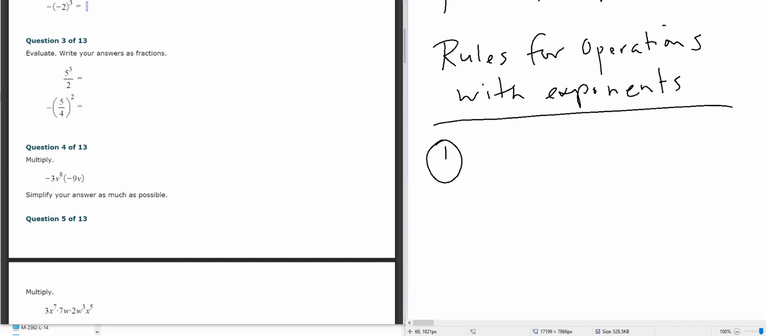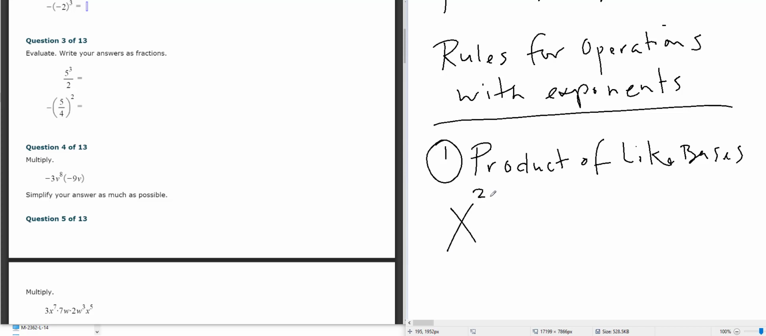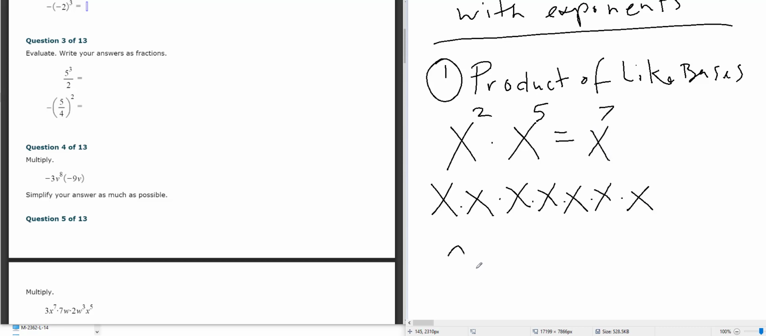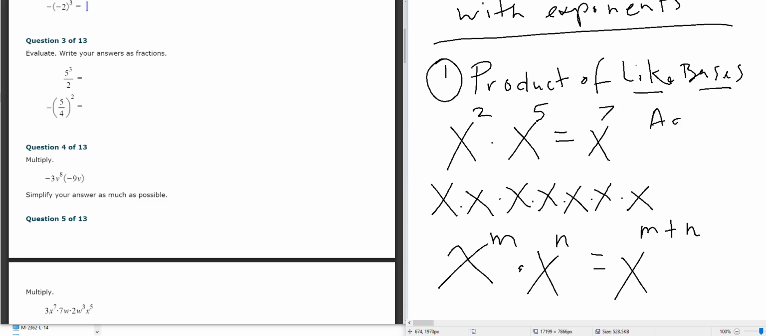Rule number 1, the product, that means multiplication, of like bases, that means they're the same. That would be like x to the second times x to the fifth. We have two bases that are alike. Their exponents are different, but the bases are alike. That means there are 2 x's multiplied times 5 x's. And if you count the total of those, you'll see that is x to the 7th. So the rule says x to the m times x to the n is x to the m plus n. That when you multiply like bases, you add your exponents.